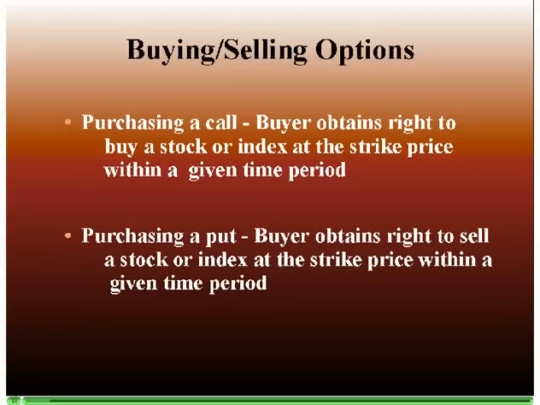When an investor buys a call, they are buying the right to buy a stock or index at the strike price within a given period of time. This is similar to a rain check where someone can lock in a price. The only difference is the rain check is being purchased at a price. When purchasing a put, the buyer obtains the right to sell a stock or index at the strike price within a given period of time.